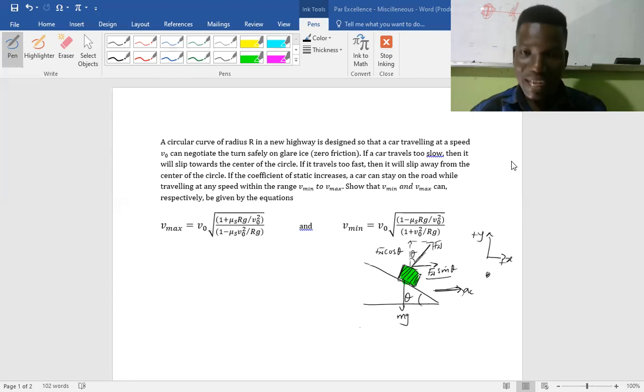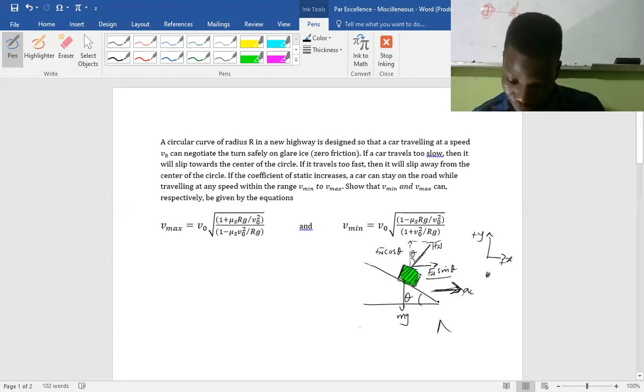So now, on the right side, I have drawn this free body diagram. In this free body diagram, there is no friction force. Remember, it's a banking curve. So now, it is at an angle. My car in green, the car in green, is at an angle theta. Since it is at an angle theta, I know you must have done vectors, so you know how to do the resolving of forces or of vectors.